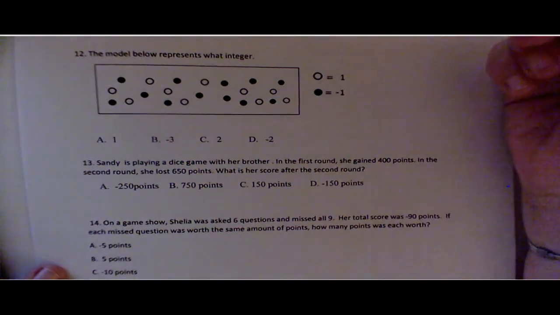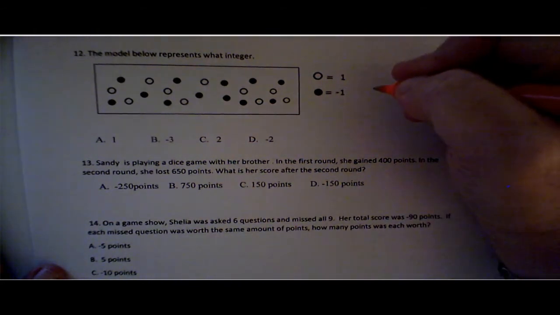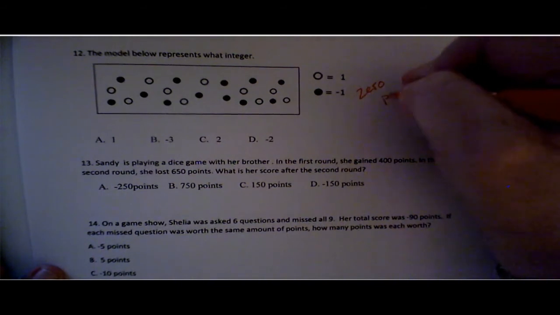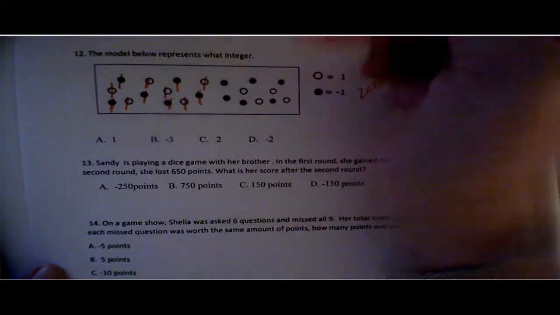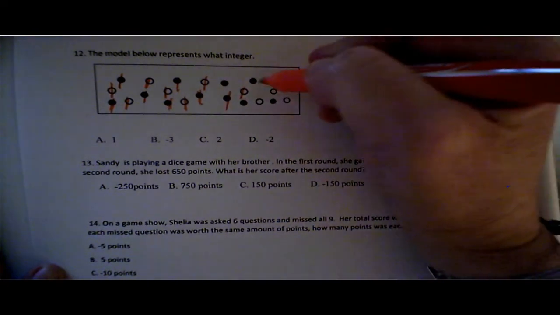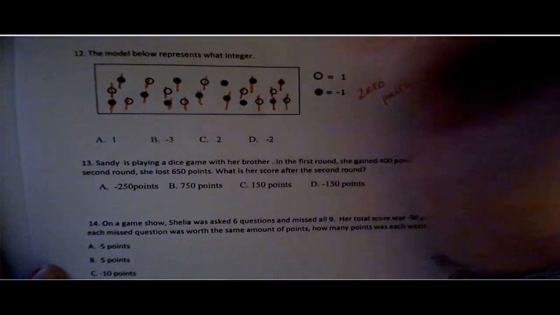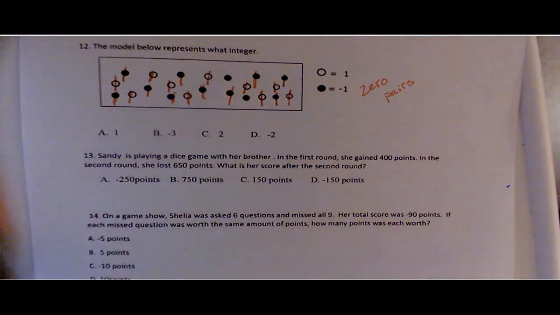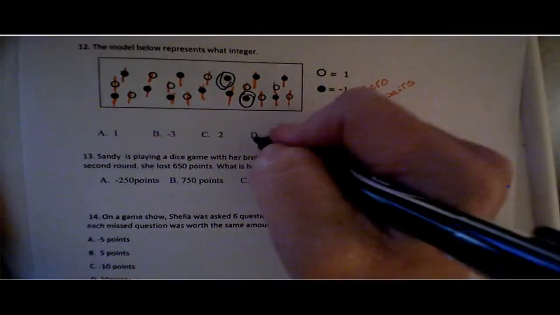The model below represents what integer? So this is where I'm going to find my 0 pairs. So I'm just going to cross off 0 pairs. And that leaves me with negative 2. D.